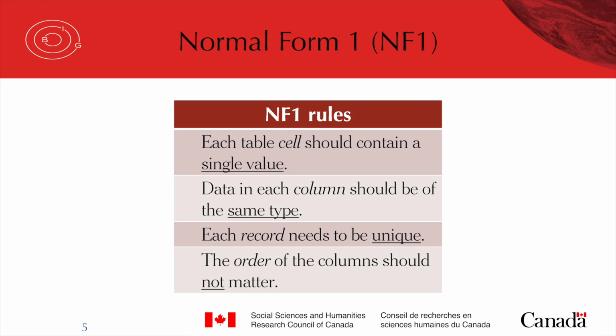So NF1 rules, which you need to bear in mind whilst collecting data, are as follows. Each table cell should contain a single value. Data in each column should be of the same type. Each record, that is, the entirety of a row which consists of all the individual cells under the respective columns, needs to be unique. And finally, the order of the columns should not matter. In other words, if you reorder columns, no information is lost, no error resulted.